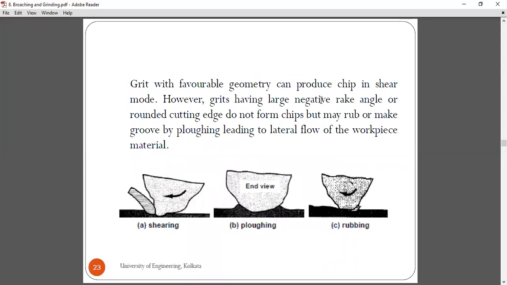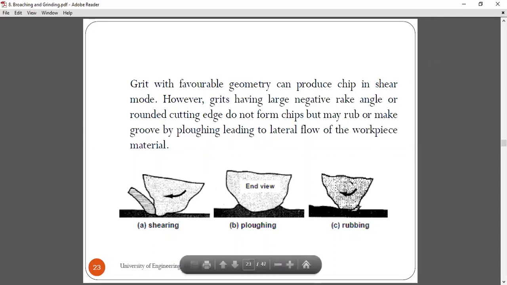Grit with favorable geometry can produce chip in shear mode. If we consider a grit having a favorable geometry, that is a proper cutting edge or a proper wedge shape, then the shear mechanism can take place and the material can be removed using the shear mechanism. However, normally the grit does not have a favorable geometry. It can be of different shapes. It can be round, and it may also result in a rubbing action or plowing action, as we can see here.